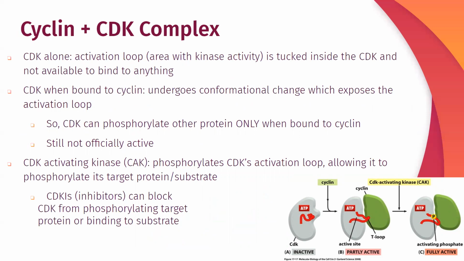Laura really likes going back to this concept of structure leads to function. If there's a change in structure on the protein, then either it misfolded and it won't be able to perform its activity, or it changed for a reason and its activity is modified. And so CDK can only phosphorylate other proteins when bound to cyclin, and it's not yet at this stage that it's officially active. CDK-activating kinase, CAK, is what phosphorylates CDK's activation loop, and then that allows it to be active.